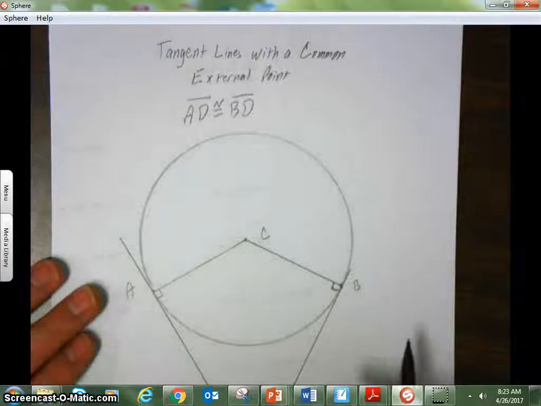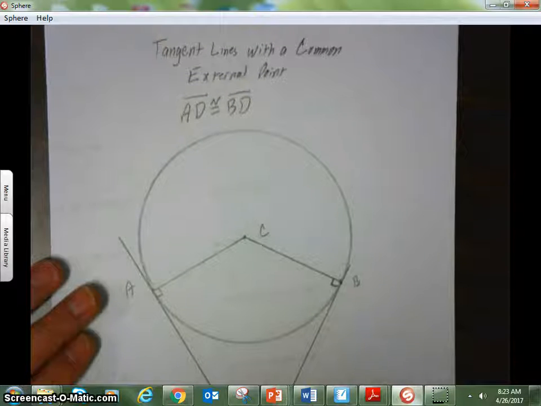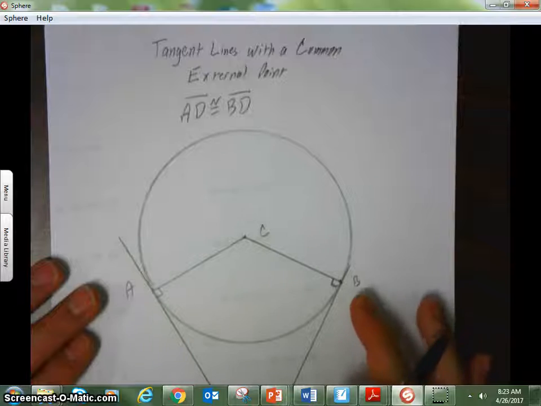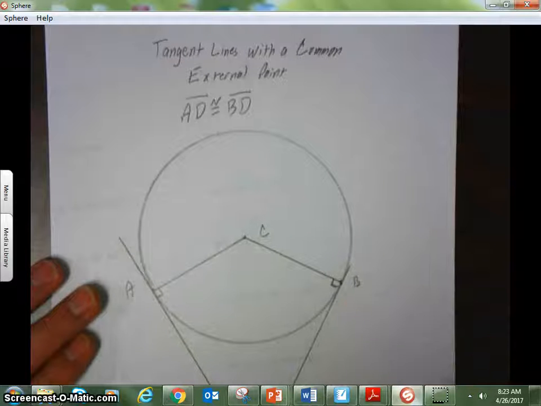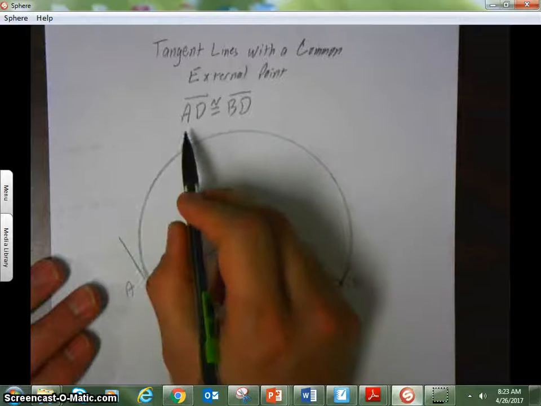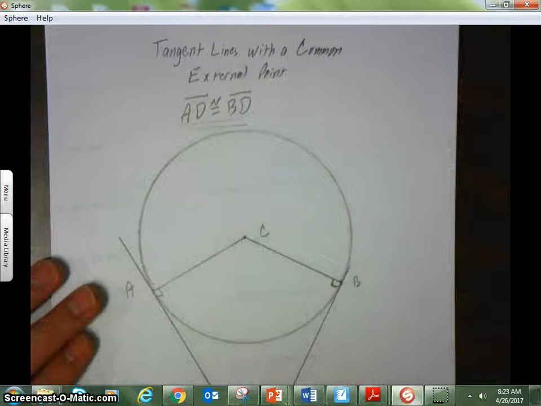So if I have segments that are tangent to a circle, then they will be congruent. Sorry, there's so many announcements going on in school this morning. Tangent lines that have a common external point will be congruent to each other.